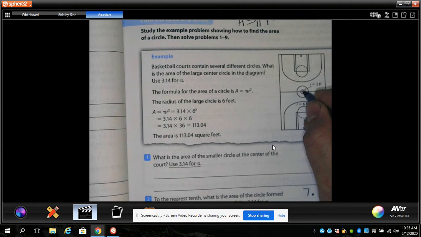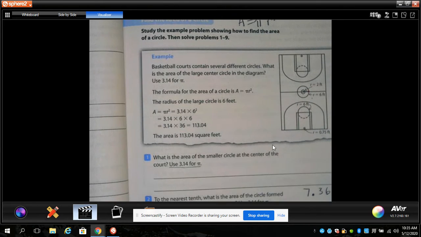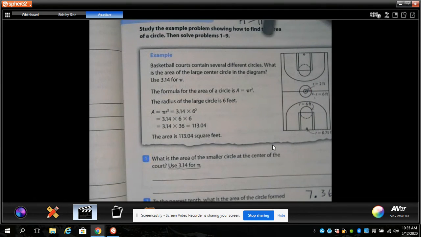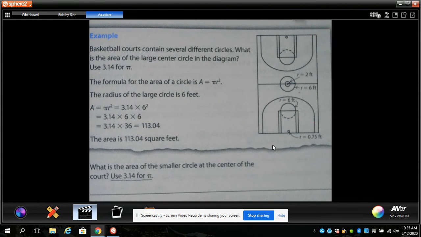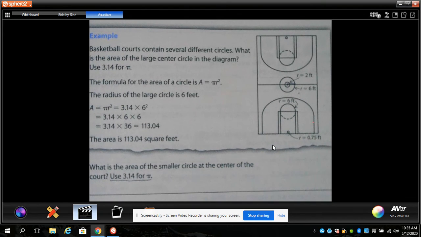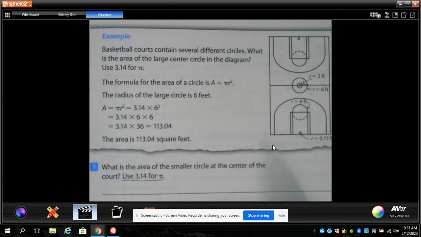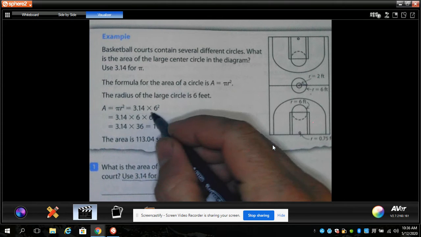Remember, radius is from the center point out to the edge, so it is half of the diameter. The distance all the way across that large circle would be 12 feet, because it would be 2 of the radiuses. Here, though, we actually want the radius.